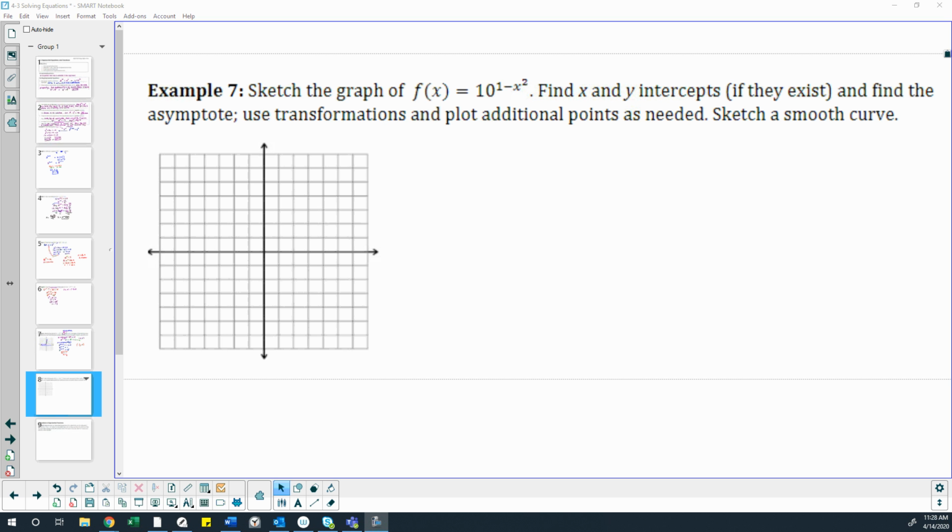This next example is interesting, but not necessary. So if you'd like to skip this one, you may. Here we've got an equation. We're going to go ahead and find our x and y intercepts.